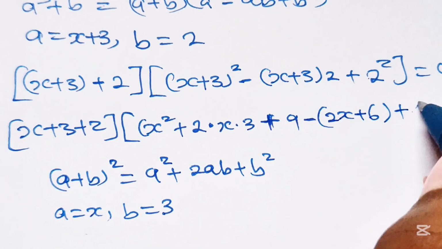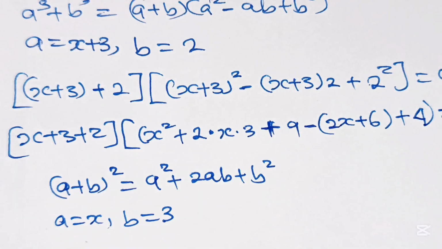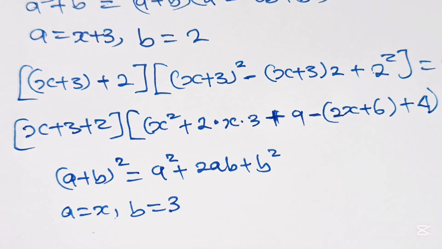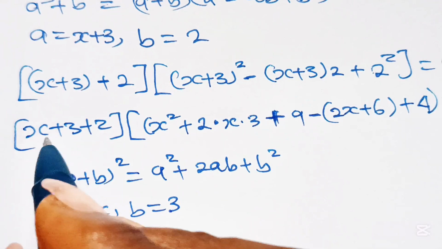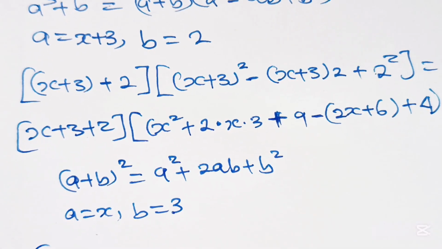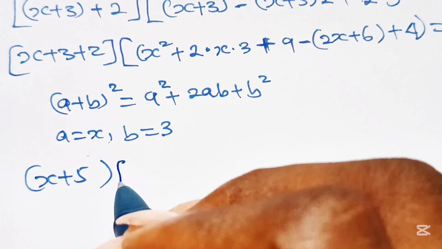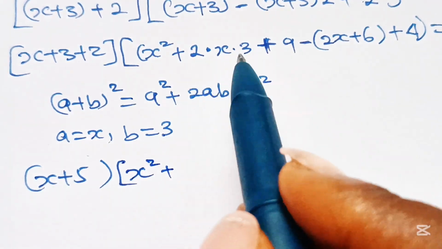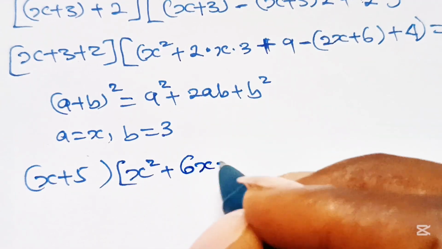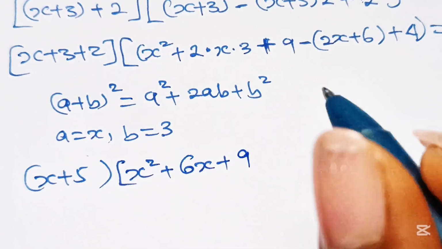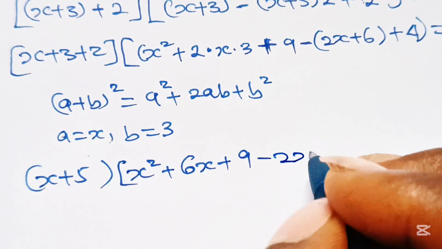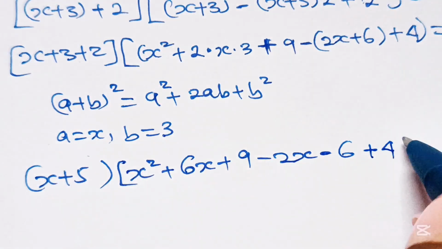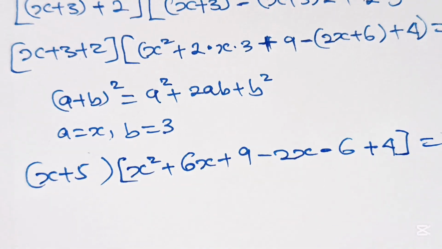Okay, then plus 2 squared, which is equal to 4, is equal to 0. Yeah, we have to do this carefully to avoid mistakes. So we are going to have x plus 3 plus 2, which is the same thing as x plus 5, right? So from here we have x plus 5, then multiplied by x squared plus 2 times x times 3, which will give us 6x plus 9, then minus 2x, minus times 6 is minus 6, then plus 4, is equal to 0.